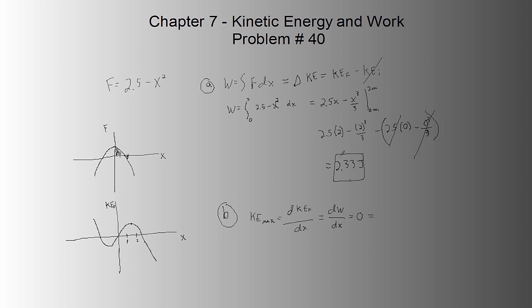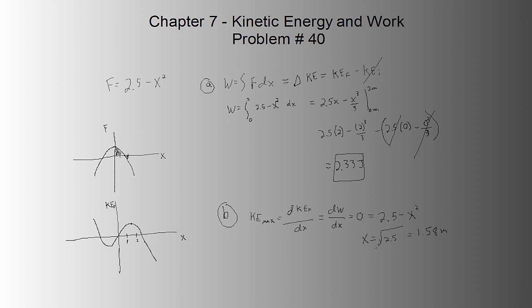So what is the derivative of work? Well, it's just our force. So 2.5 minus x squared. So solve this for x. X is going to equal the square root of 2.5, which is 1.58 meters, which you can see happens between 1 and 2, just about halfway. That's how I drew it here. So this is the position where the kinetic energy is the max.